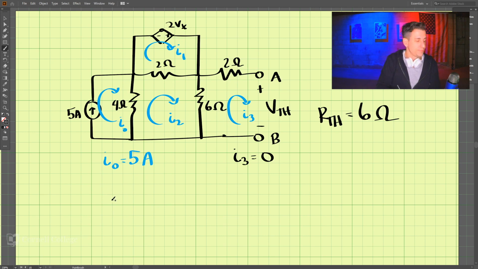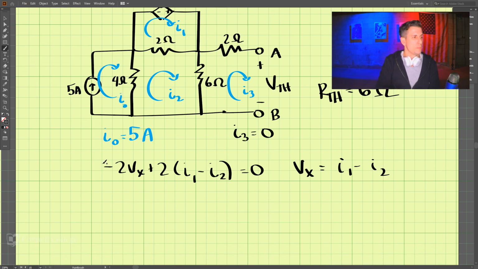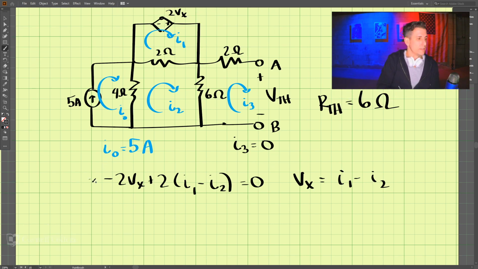So let's do our loops here for I1. We have negative 2Vx plus 2 times I1 minus I2 equals 0. And remember, we found that Vx is equal to I1 minus I2. So that's our first equation.